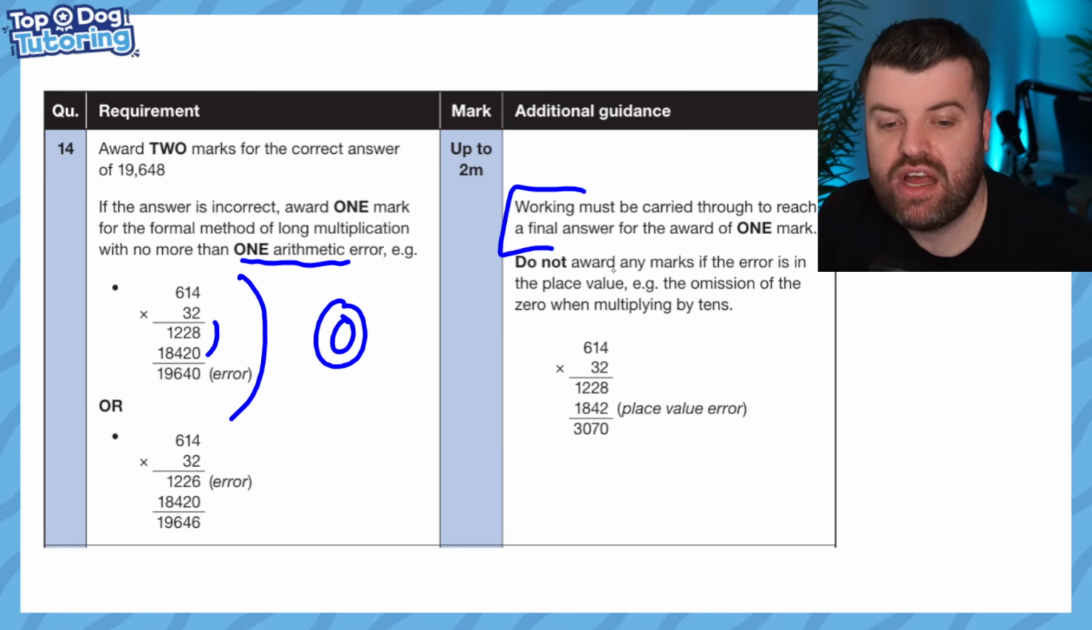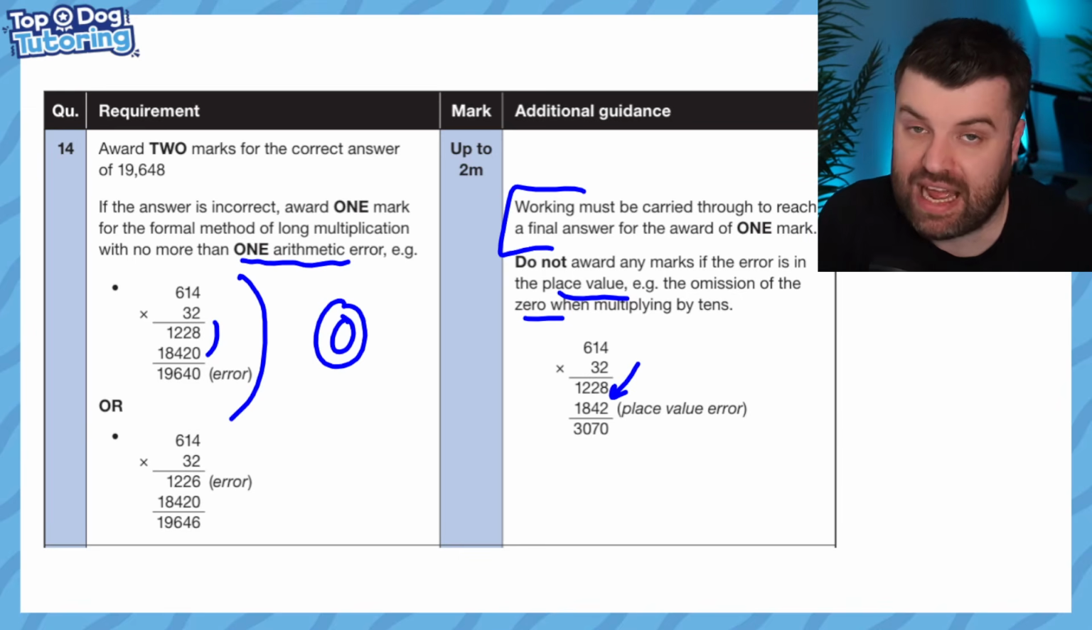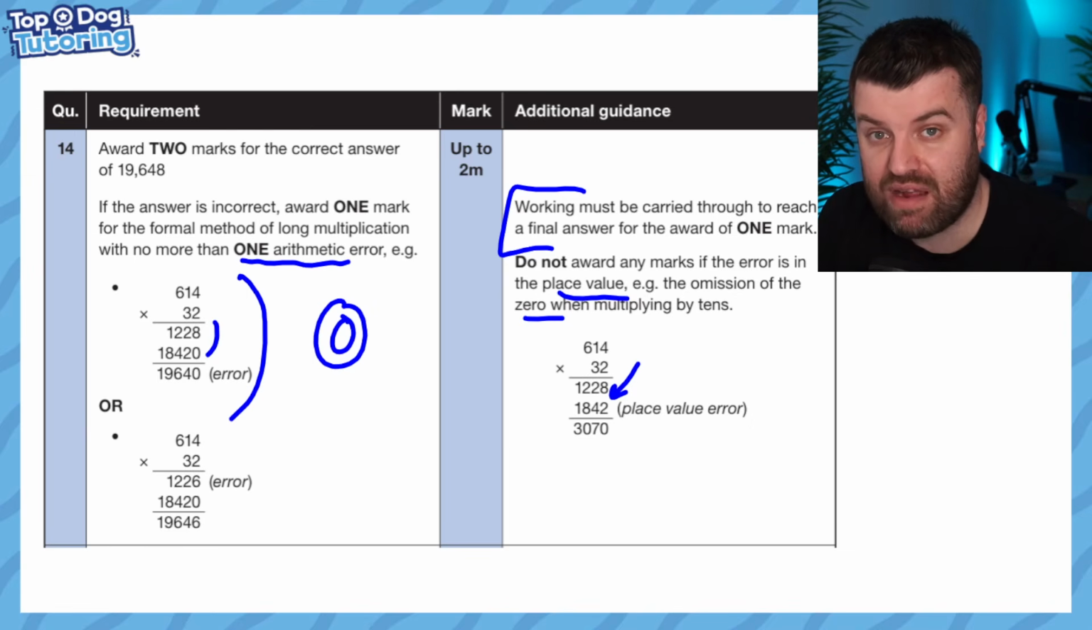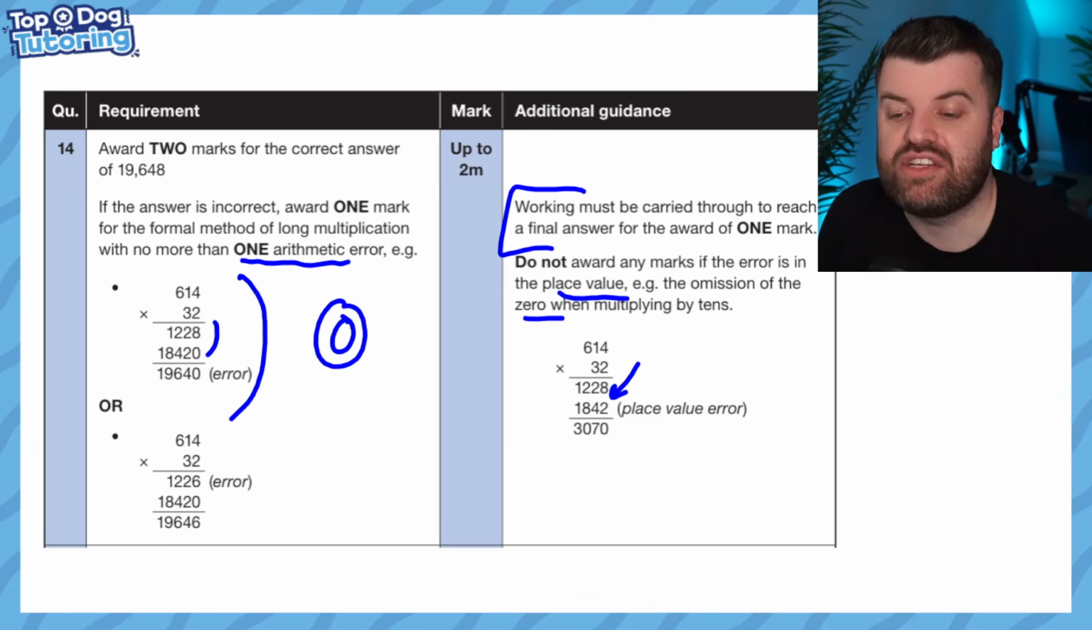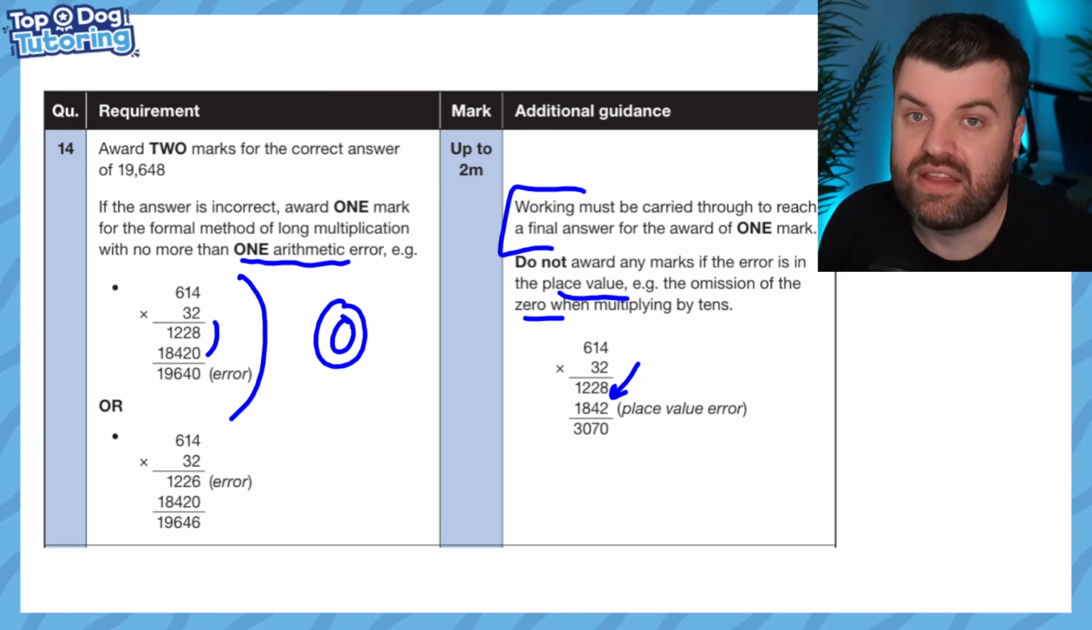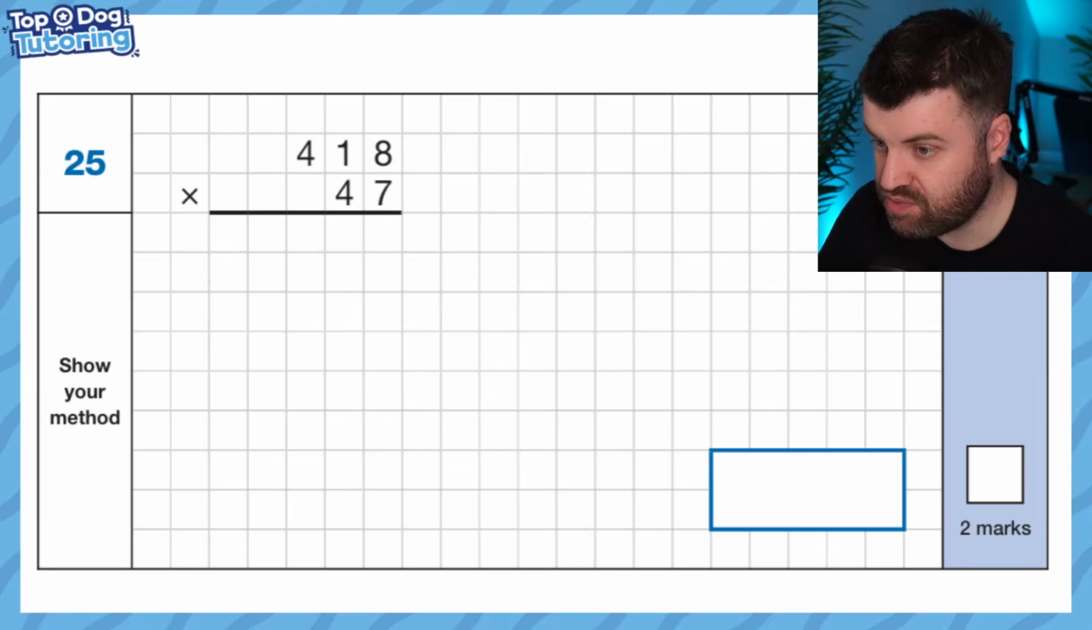And it says here, do not award any marks if the error is in the place value. For example, the omission of the 0 in multiplying. So you might think, well, that's just 1 error, isn't it? No, it's not an arithmetic error. That's an understanding of the method error. And that means you get 0 marks. You have to show full understanding of the method. It's just if you make 1 small arithmetic error, then the children can still get the mark. That's really important to understand.